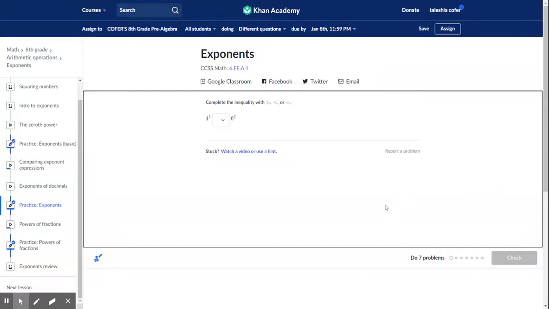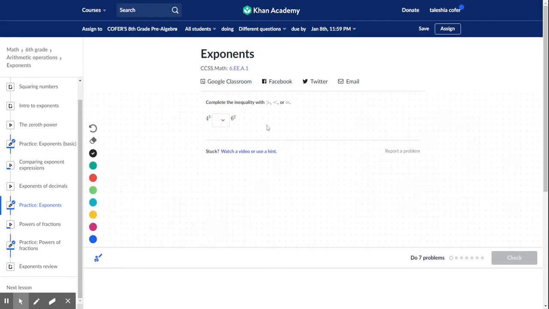Okay, guys, today we are going to deal a little bit with exponents. Here they give us two exponents and they want us to use the inequality sign to compare the two. So we have 4 to the third power, and they want us to compare that to 6 to the second power, or 6 squared. I don't know why my 6 is looking weird.